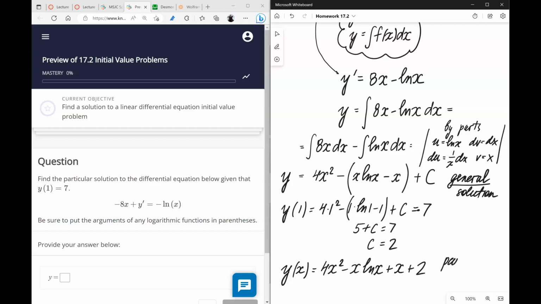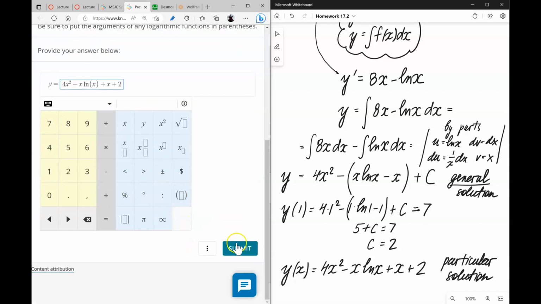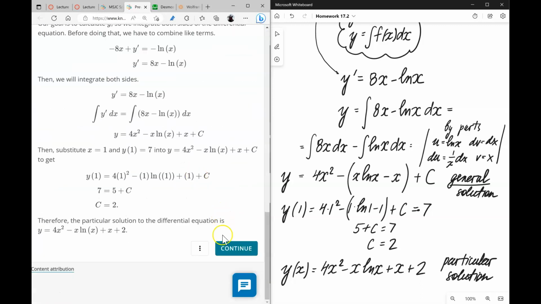So the following function is what we would call the particular solution to the given initial value problem. And that's it. So let's go ahead and write this. Excellent.